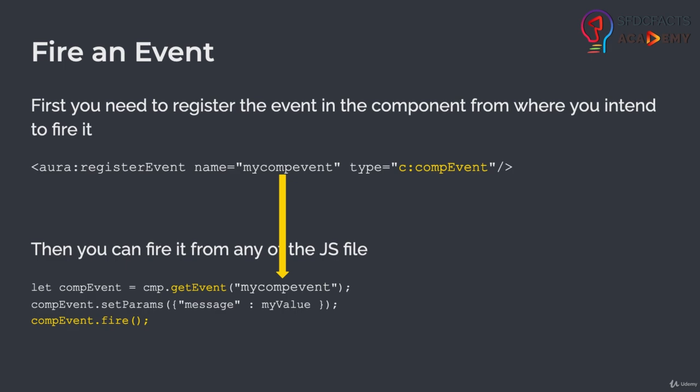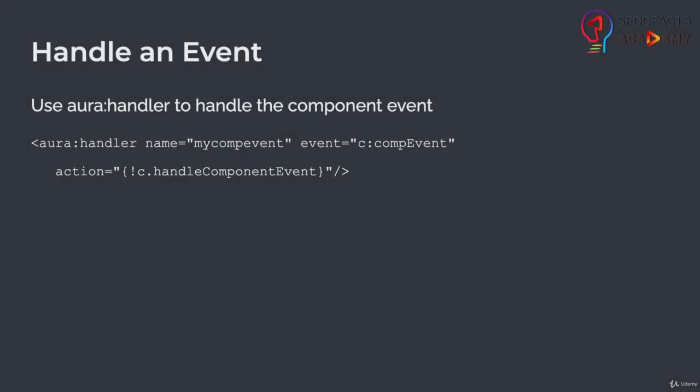Now the second phase would be to handle this event, which will be happening in the parent component. And we already know how to handle an event, because we have already been handling the init event, or we have already seen the example of handling the render event as well. So we'll use a similar pattern. We'll use our Aura:handler tag to handle our event. Here under the name attribute, you need to give the name of your component event. Then under the event attribute, you need to give the fully qualified event name along with the namespace. And then under the action attribute, you need to give the name of your JavaScript method, which is going to execute when this event is handled.